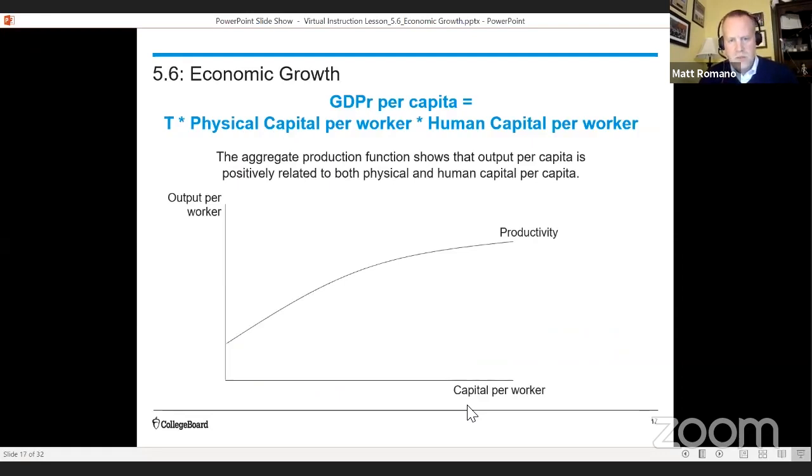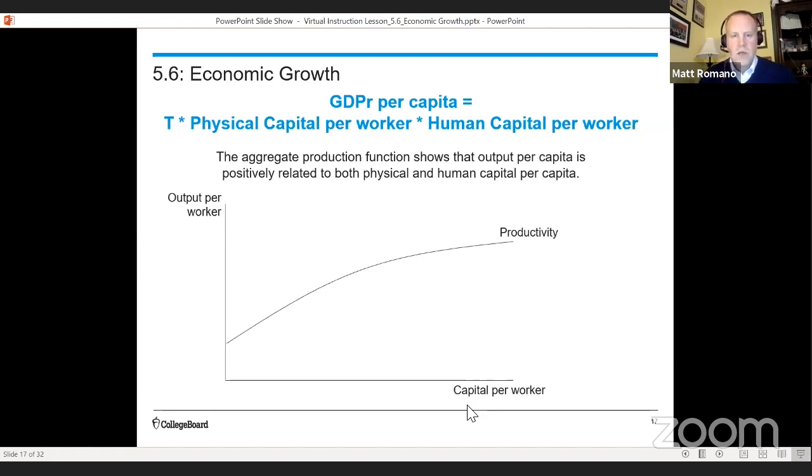This is it, as you can see in two different ways. The aggregate production function is what really captures that relationship between GDP per capita, real GDP per capita, and those inputs that go into determining changes in real GDP per capita, which also means changes in economic growth.